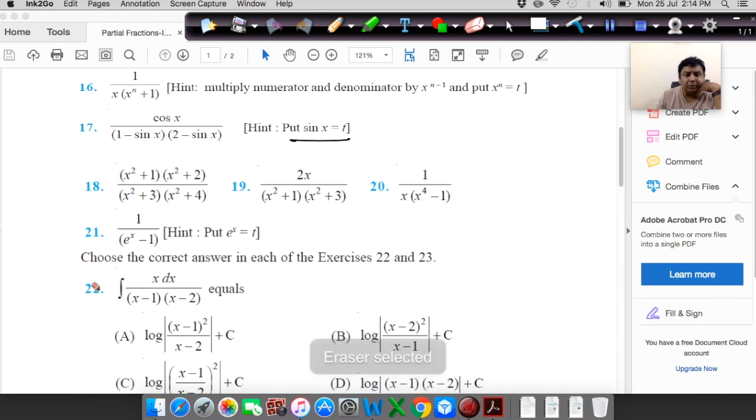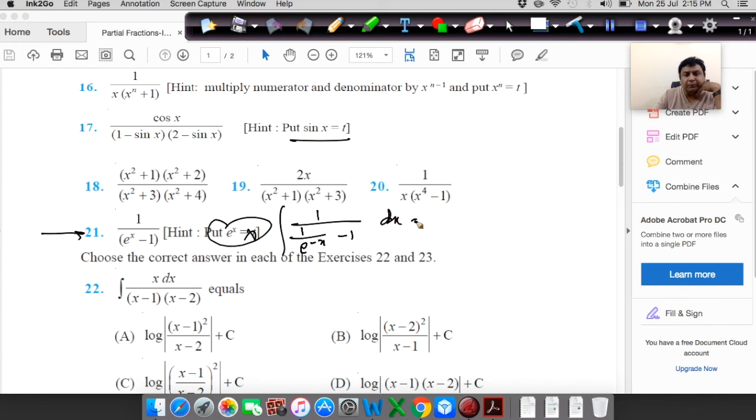In question number 21, don't follow this hint, it's useless. It's a very easy sum. You can write e to the power x as 1 upon e to the power minus x minus 1 and then solve. So e to the power minus x will go up and we'll get 1 minus e to the power minus x dx. If you take 1 minus e to the power minus x as t, this is the derivative. So log of, so that will be an easier method compared to taking e to the power x as t.